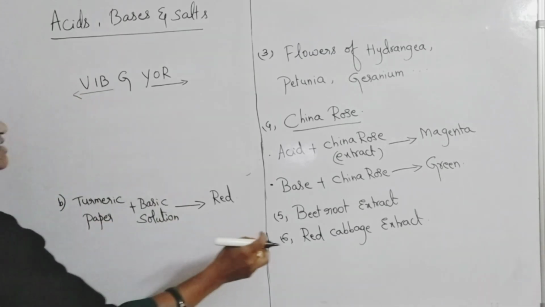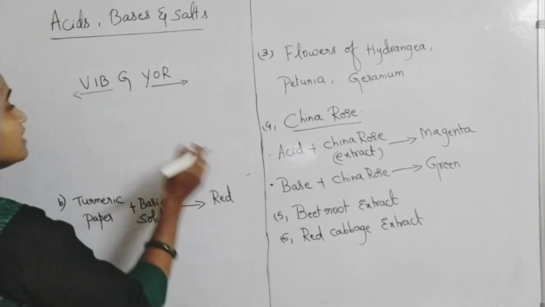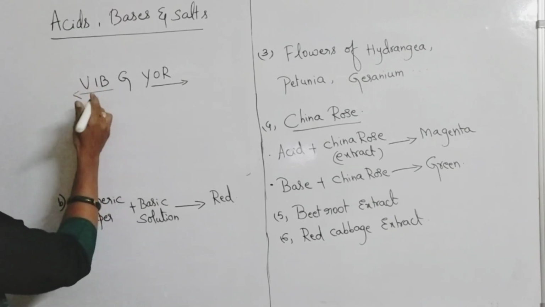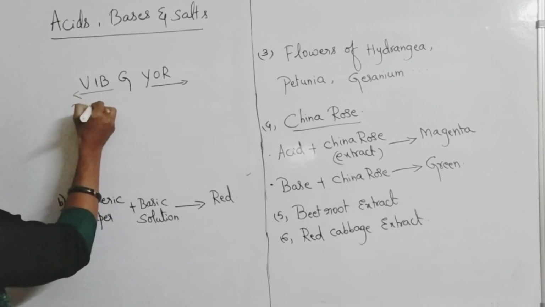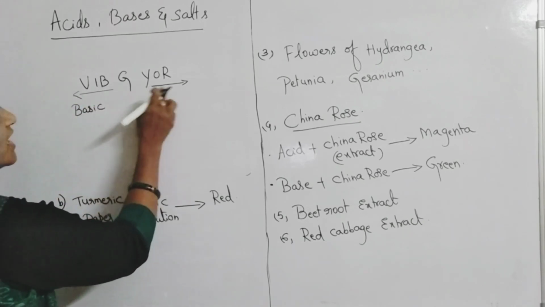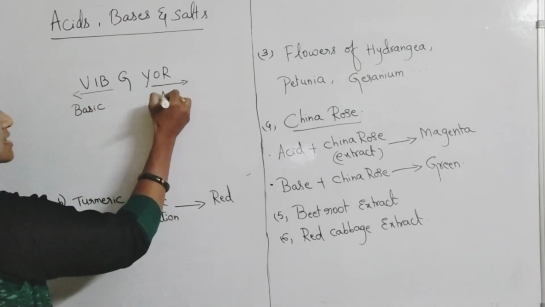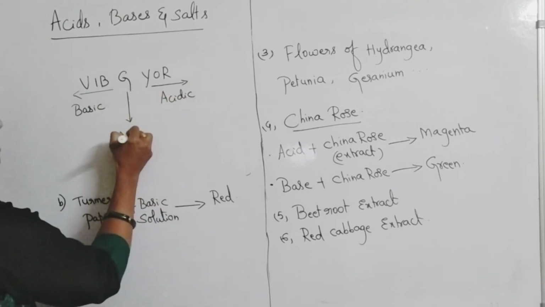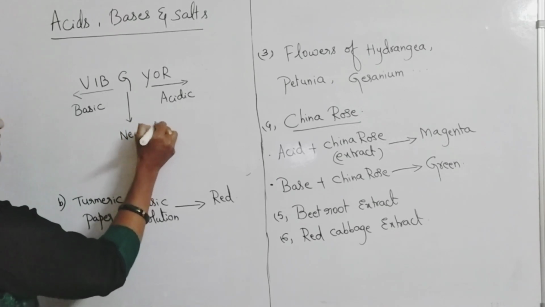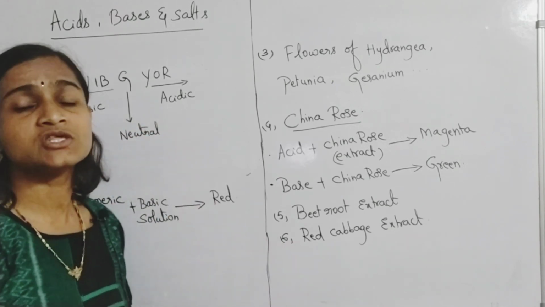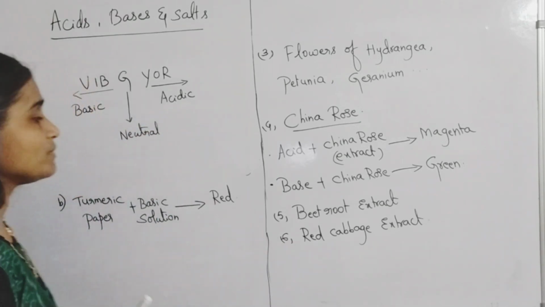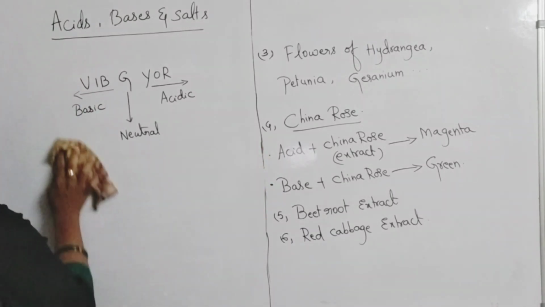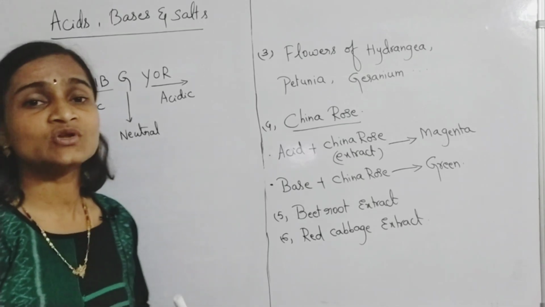If any substance with red cabbage extract turns to these three colors, or shades of these three colors, then the substances are basic in nature. If they give YOR colors, the substances are acidic in nature. And if they give a greenish shade, the substance is said to be neutral, with red cabbage extract. So red cabbage extract is also a best natural indicator. These are all about natural indicators.